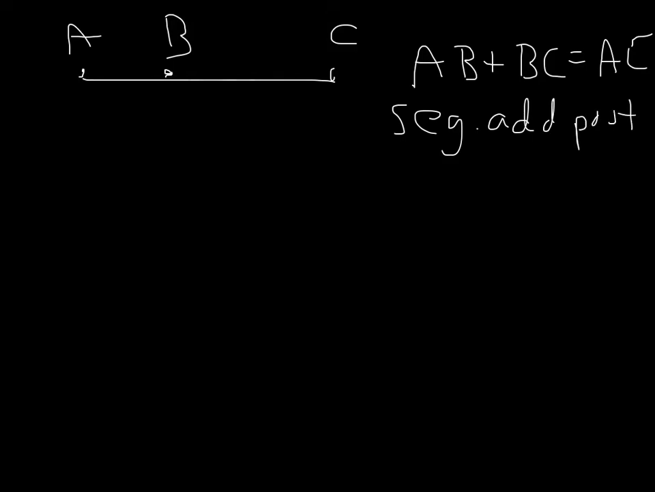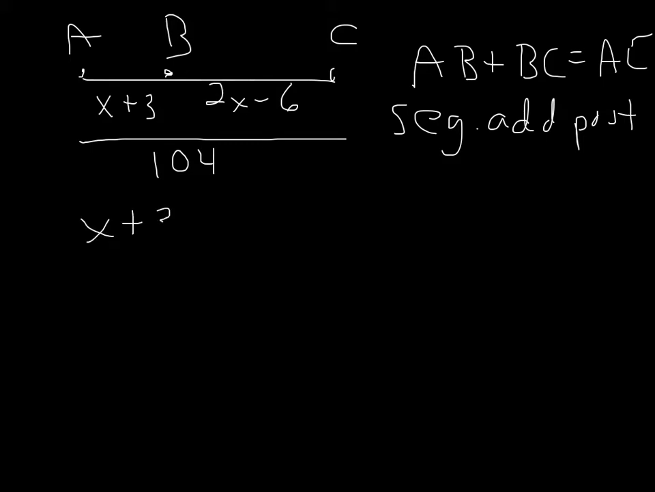You can think of it as small segment plus small segment equals big segment. I'm just going to make up these algebraic values. Suppose AB is x plus 3 and BC is 2x minus 6 and AC has a length of 104. So if I was to give you that on a test or quiz, you should label the information in the diagram and then make the equation. So small segment plus small segment equals large segment, or big segment.